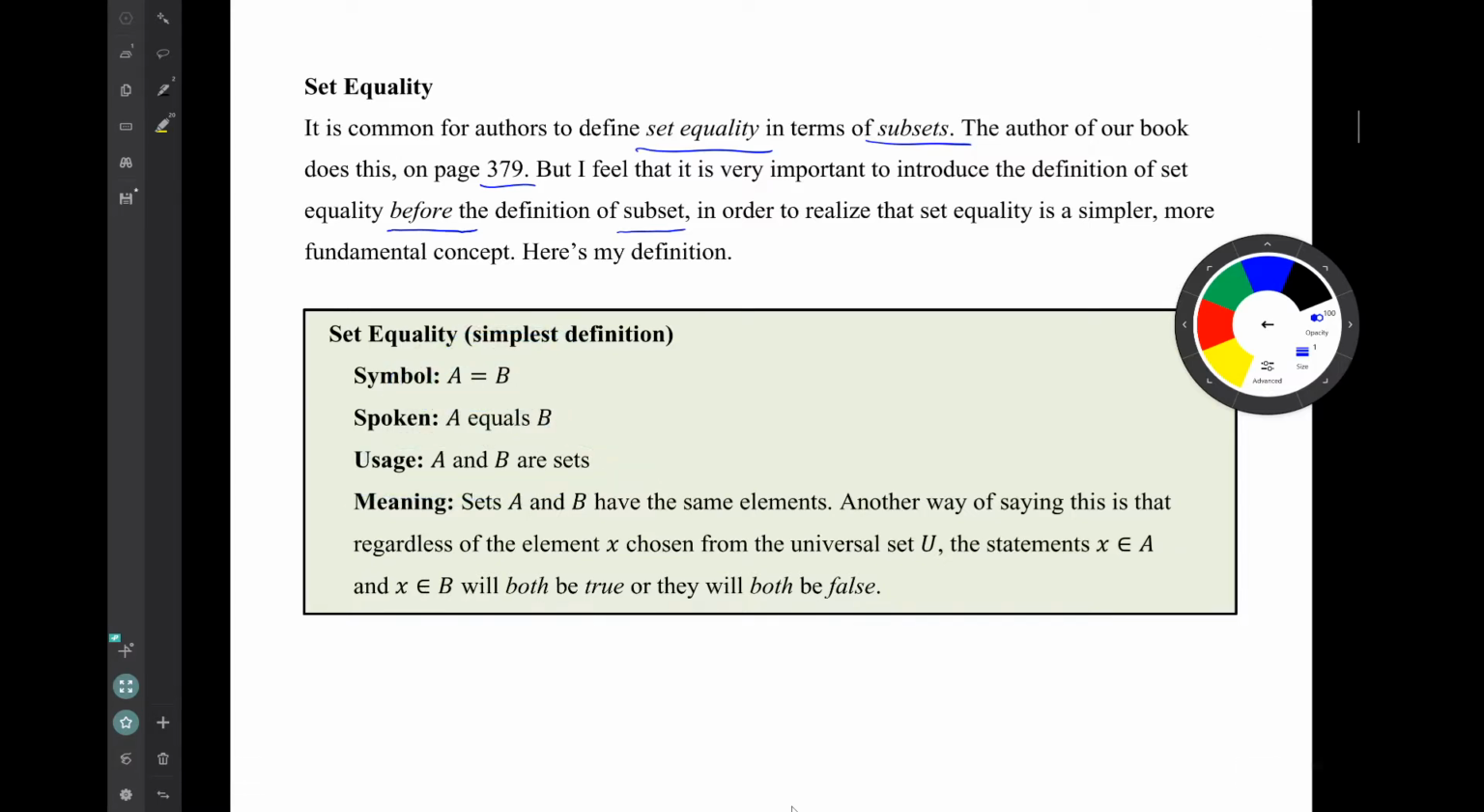What it means in that setting is that A and B are sets that have the same elements. Another way of saying this is that regardless of the element X that's chosen from the universal set U, the statements X is an element of A and X is an element of B will either both be true or they'll both be false.